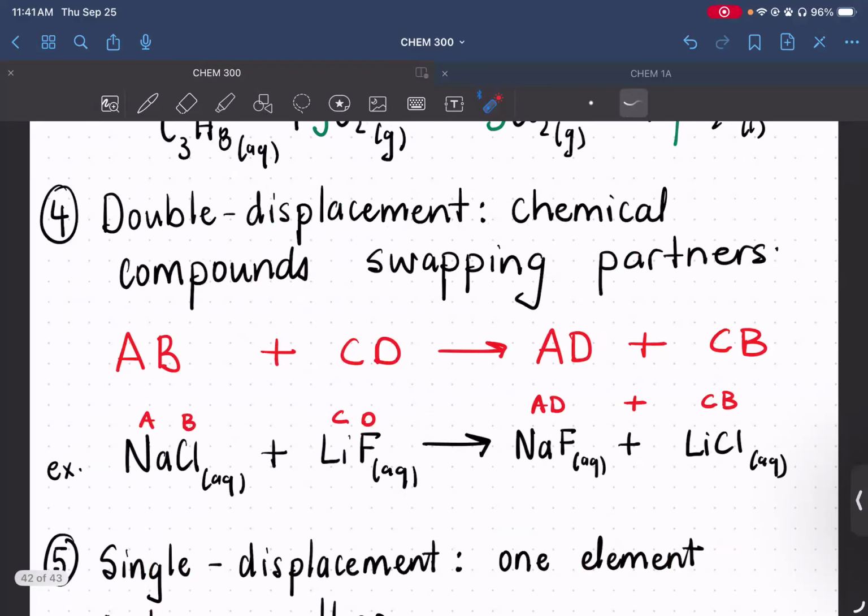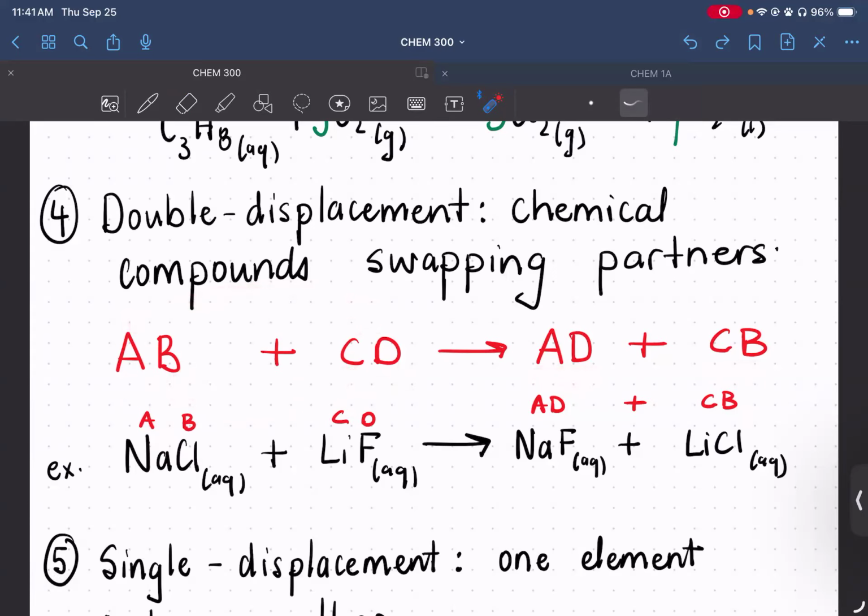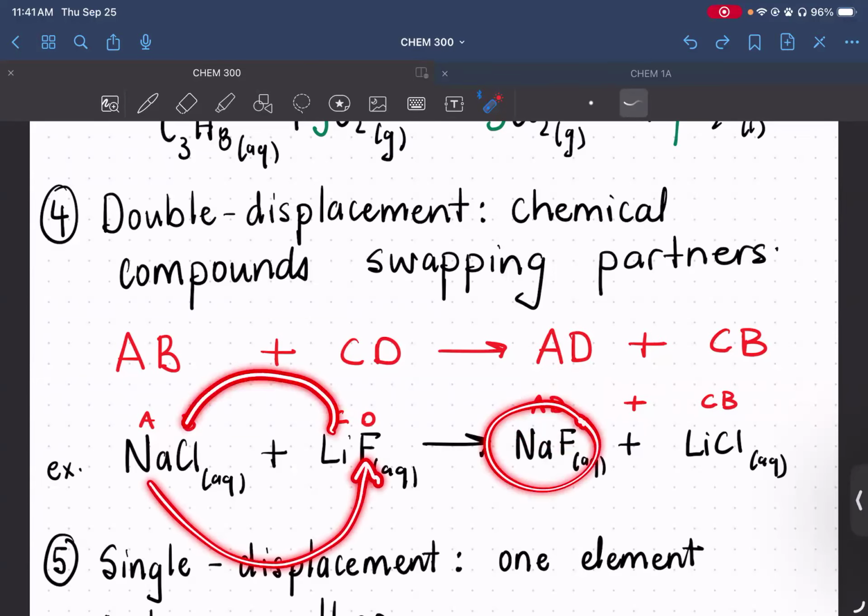That then led us to our discussion on double displacement. This includes chemical compounds full-on swapping partners, shown here generically with AB plus CD, swapping such that A ends up with D, and C ends up with B. Shown here in the reaction below between sodium chloride and lithium fluoride, we can see that the partners do swap. Sodium ends up with fluorine. Lithium ends up with chlorine.